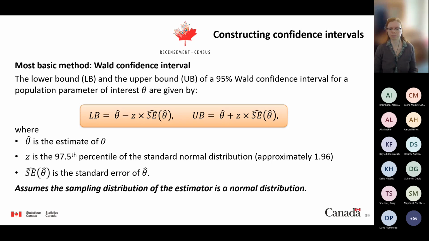More precisely, the lower and upper bound of a 95% Wald confidence interval are given by adding and subtracting z times the standard error of theta hat from the estimate theta hat. So here z is the 97.5th percentile of the standard normal distribution, which is approximately equal to 1.96. And the standard error is the square root of the variance estimate.